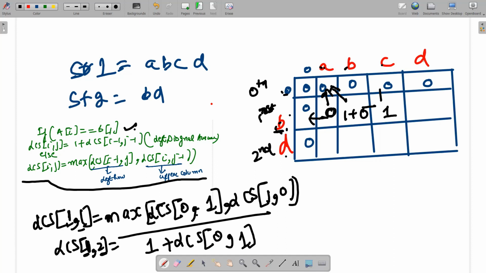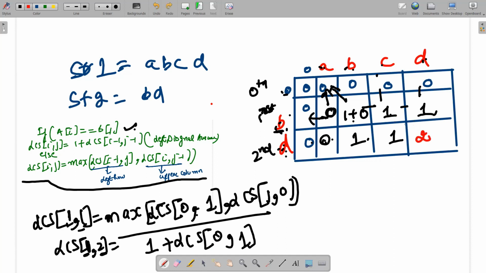B is compared with D. Again, they are not the same. So either the left answer or the top answer, whichever is maximum, you put that answer, right? Now D is compared with A. Again, left answer or top answer, the maximum is 0. D is compared with B, either top answer or left answer, the answer is 1. D is compared with C, either left answer or top answer, whichever is maximum, we are putting 1. D is compared with D. So again, that answer would be 1 plus the left diagonal answer. The answer would be 1 plus 1. The answer is obviously 2.